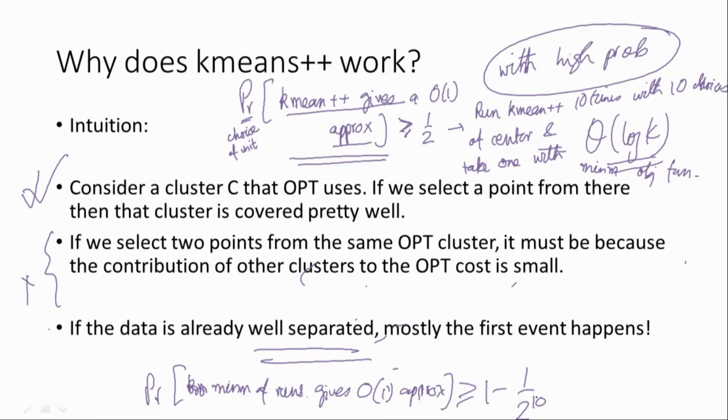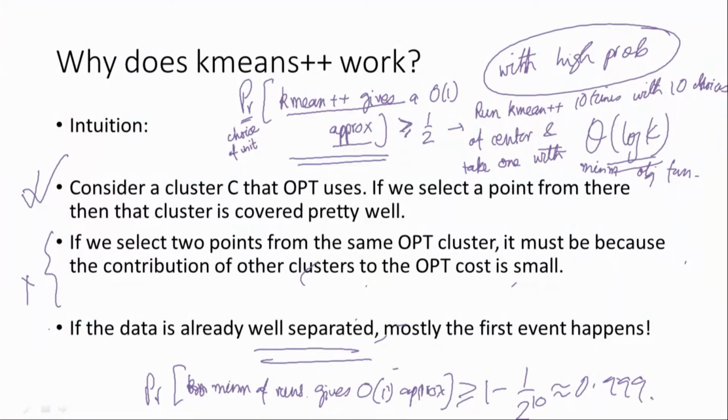Okay, and now I take the minimum over 10 runs. What is the probability I'll get an order 1 approximation? It is the same as the probability that there will be at least one head: 1 minus 1 by 2 to the 10. Right? Because the probability that in all 10 runs k-means plus plus performs really badly is at most half times half times half, 10 times, 1 over 2 to the 10. And because I'm taking the minimum, the probability that at least one of these runs is an order 1 approximation is 1 minus 1 by 2 to the 10.